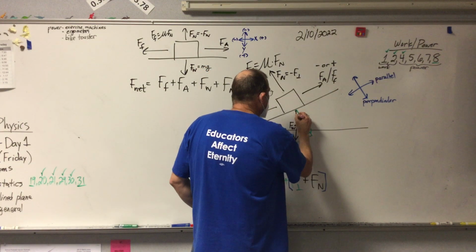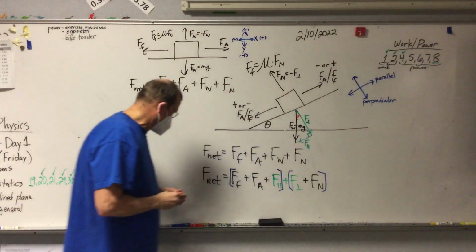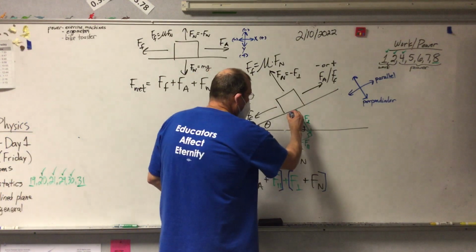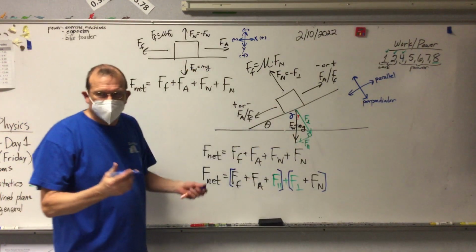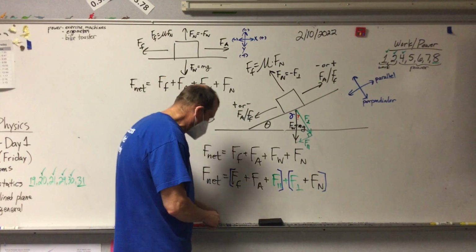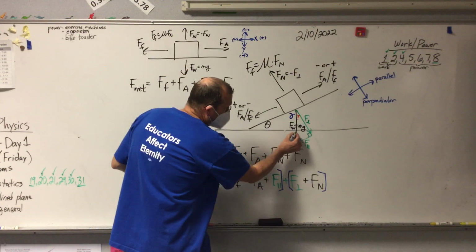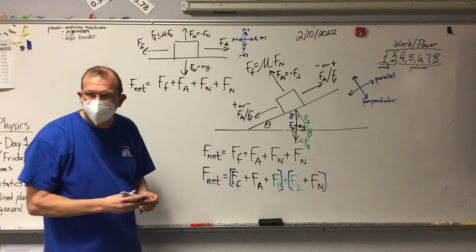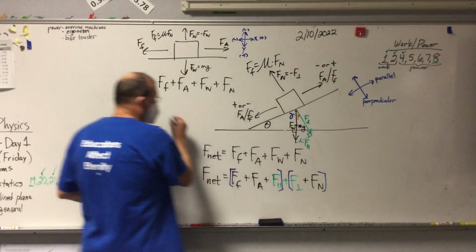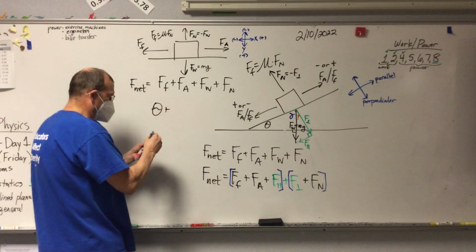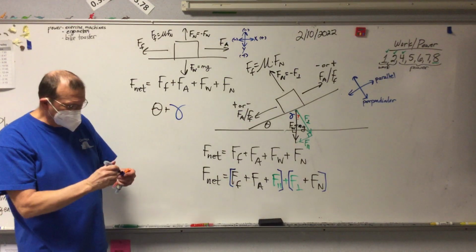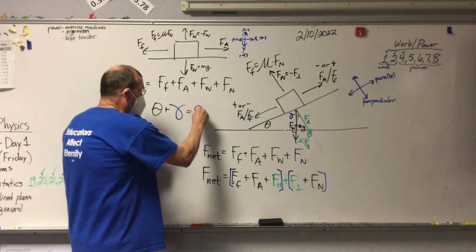Okay, you're close. Oh, it's not 90 minus theta. Okay, hold on. I'm going to name this one gamma. In the picture, this is a right angle. So we have a right angle down here, which means that theta plus our gamma would have to equal 90 degrees.